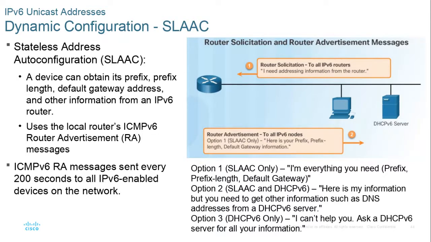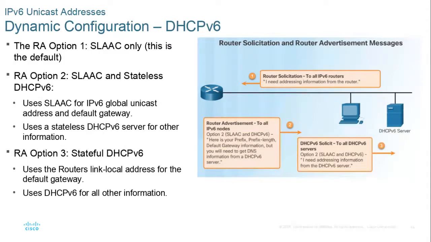There are 3 ways to do this. We can automatically configure it and get it from the router. We can get some information from the router and some from a real DHCP server, hardware which costs money and you have to configure it and install it. Or we can go completely to the DHCP version 6 server and get everything from it like we do now with IP version 4 with a DHCP server. So there are 3 possible options here.